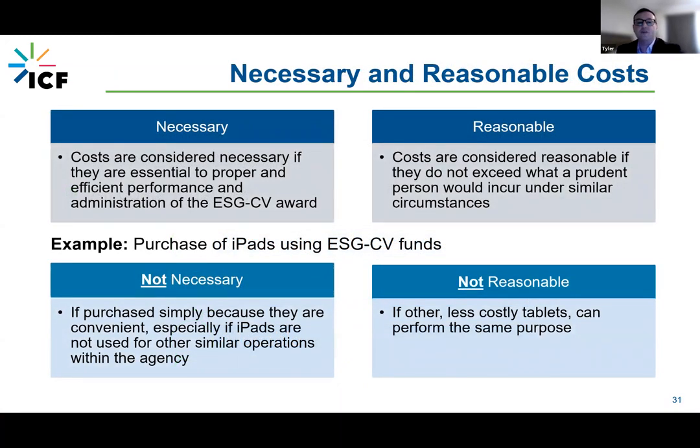So first, let's review the requirement that costs must be necessary and reasonable for the performance of the ESG CV award. A cost is considered necessary if it is essential to ensure proper and efficient performance and administration of the ESG CV award. For example, the purchase of iPads using ESG CV funds because they are convenient would not be considered necessary in and of itself, especially if iPads are not used for other similar operations within the agency.